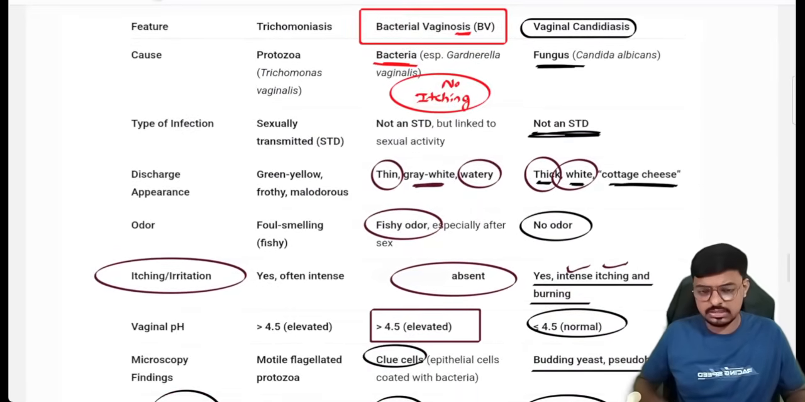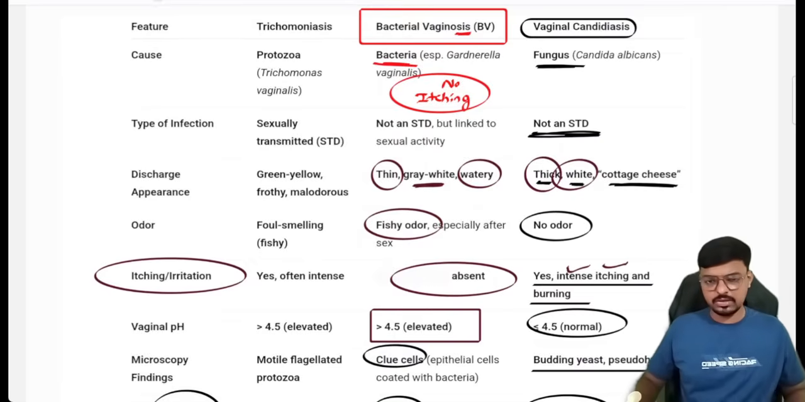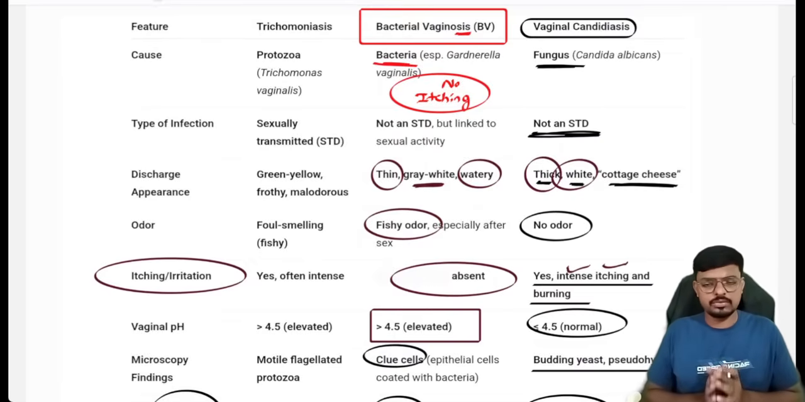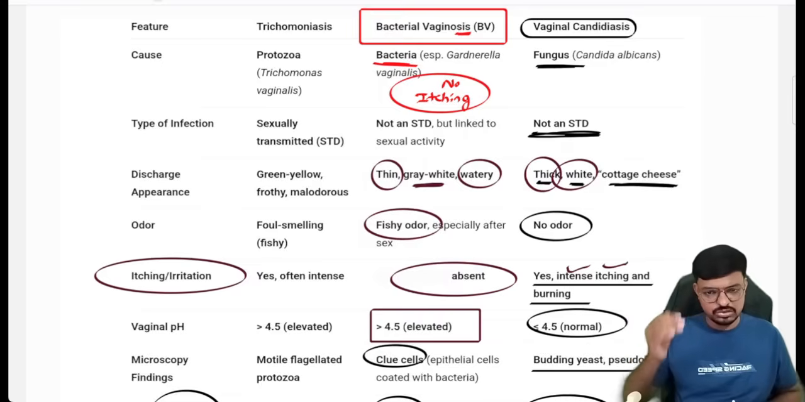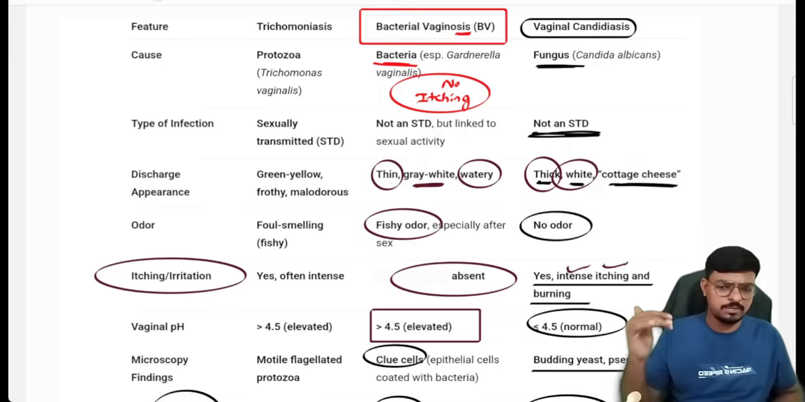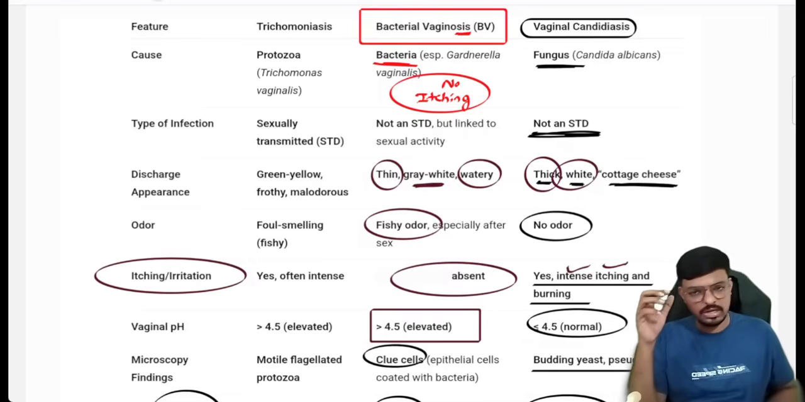Okay, so just take a 3-4 seconds and quickly revise once again. That's the simple difference we have to understand. Bacterial vaginosis: there is white discharge, but there is no itching, a positive whiff test and the presence of clue cells, and vaginal pH will be more than 4.5. Okay, very important thing. And the drug of choice will be metronidazole.